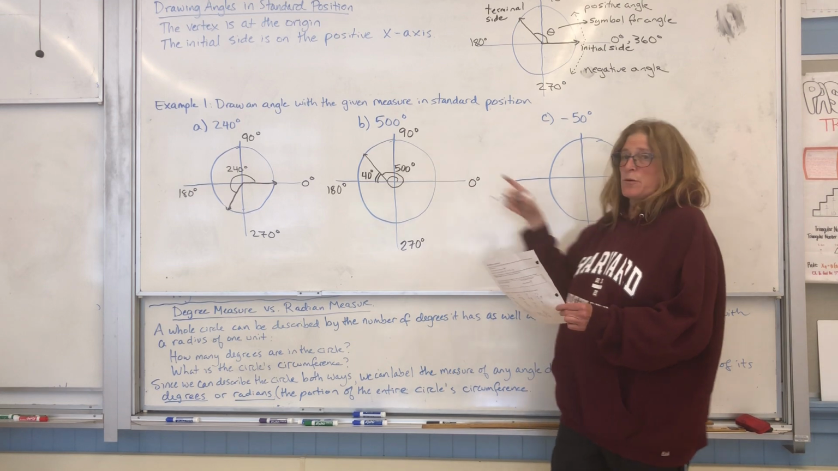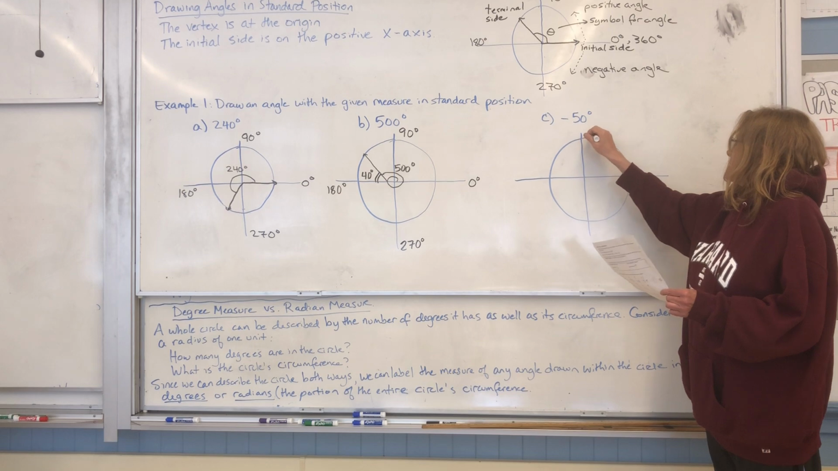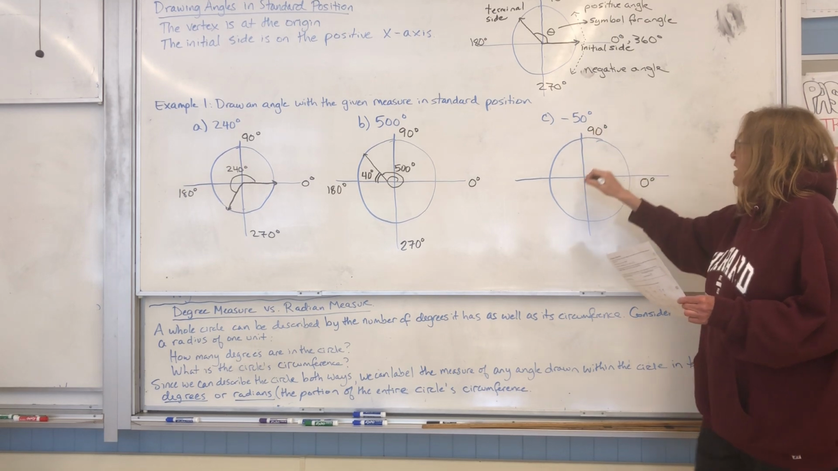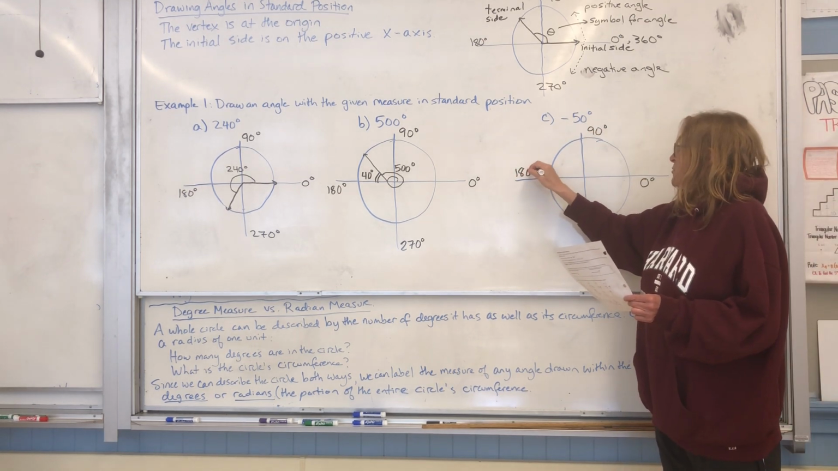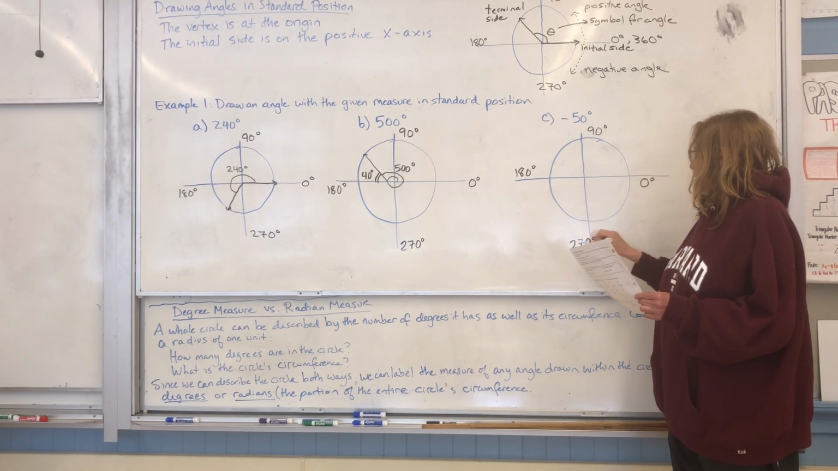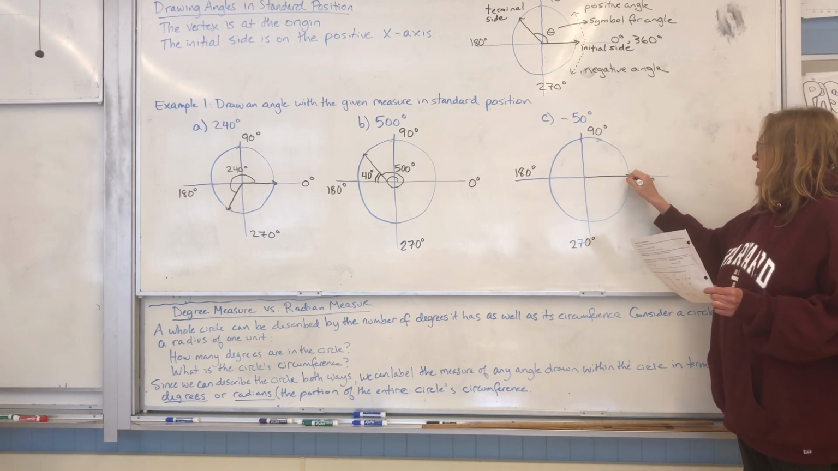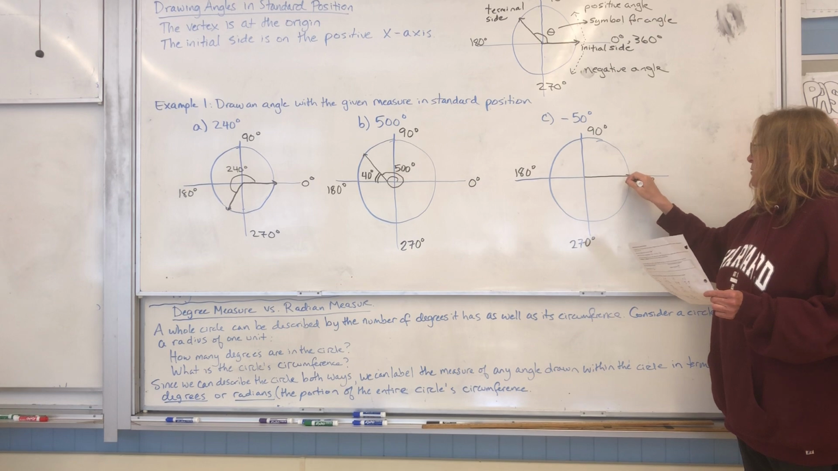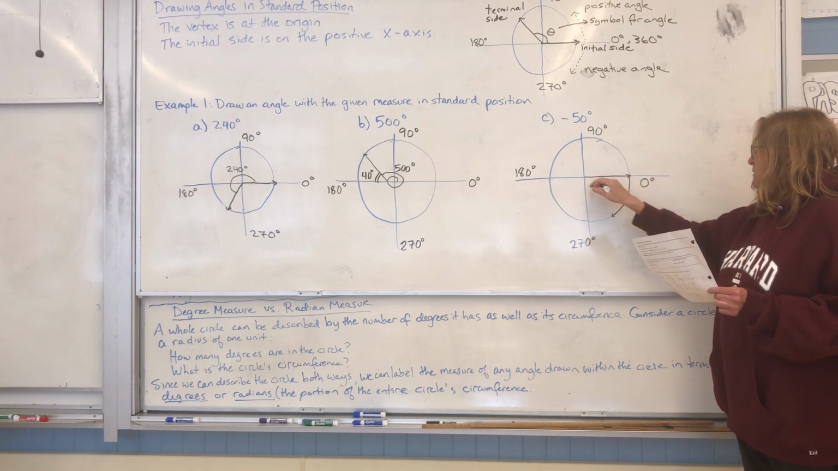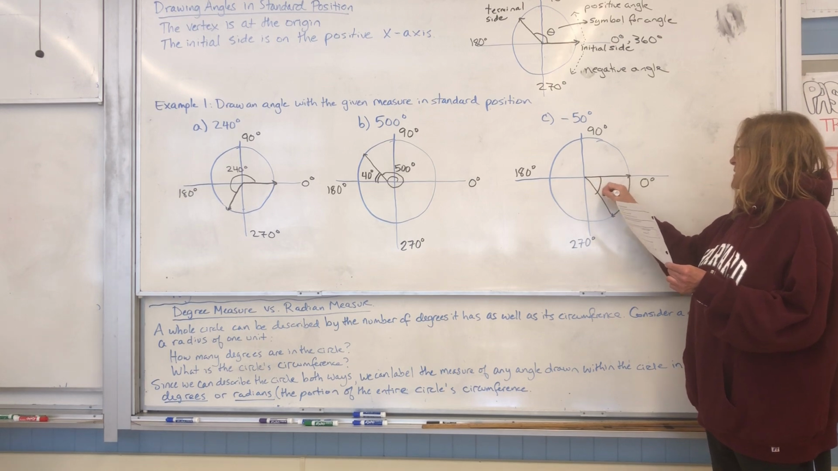Okay guys, so both of these were positive angles. What if I have a negative angle? Right, this time I'm going to start at my initial side as always. But instead of going positive up, I'm going to go negative, right? So I'm starting at my initial side, and this time I'm going to go down 50 degrees. So maybe about there. Right, so that's going to be negative 50 degrees.